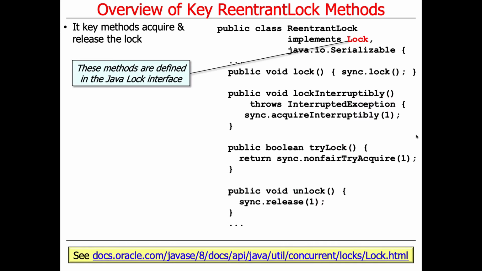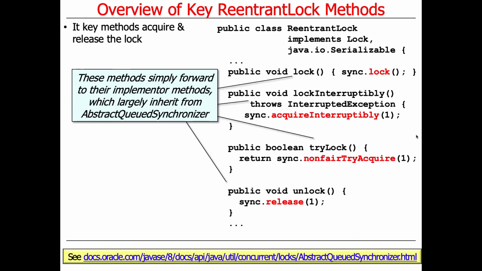And as you'll see, these methods are defined in the Java lock interface. So the lock interface is then implemented by the reentrant lock. And the implementations of all these methods simply forward to the underlying methods that are inherited from either the abstract queued synchronizer class or the non-fair sync or fair sync subclasses that indirectly inherit from abstract queued synchronizer. So we'll see how these things all work.